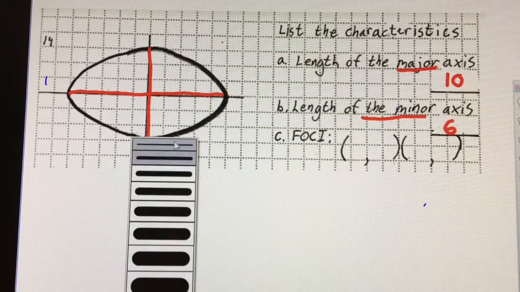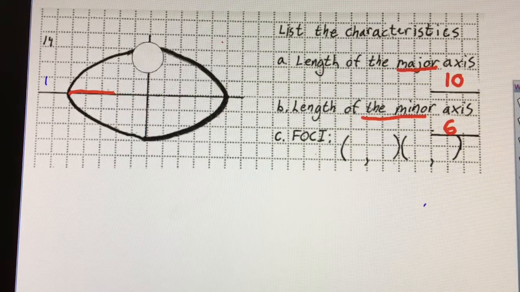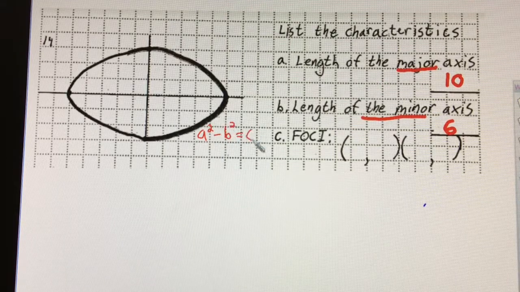Now this is the challenging part, and that's to find the foci. To find the foci, I'm going to use something very similar to the Pythagorean theorem. It's a squared minus b squared equals c squared. And the c squared is what generates the foci. So to find out what a is, all I need to do is count along the major axis. And notice it's 5 units long, so that means a squared is going to be 25. To find the b value, all I do is count along the minor axis. Notice that's 3, so 3 squared is 9.